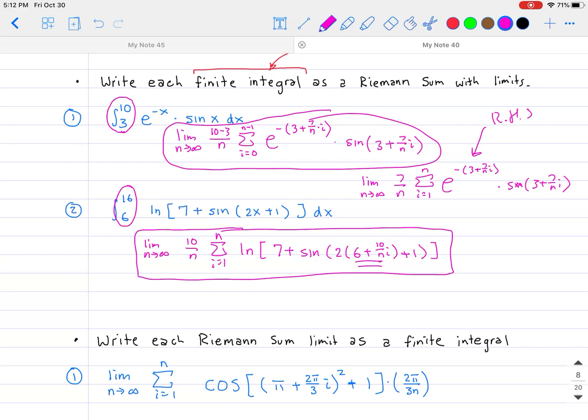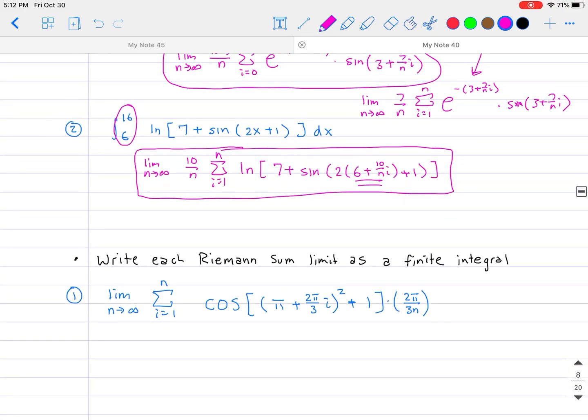So this right there would be the limit notation of the Riemann sum then. Okay. This time, hey, what if I want to go backwards? What if I want to know what this Riemann sum is actually asking for with the limit? Like, what is the area under the curve that I'm trying to solve for?